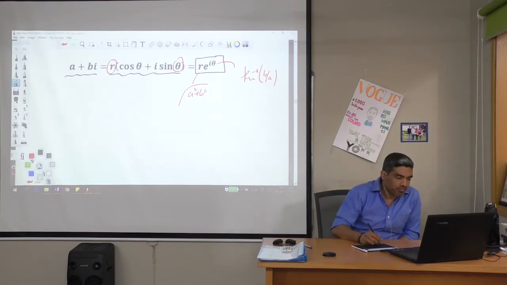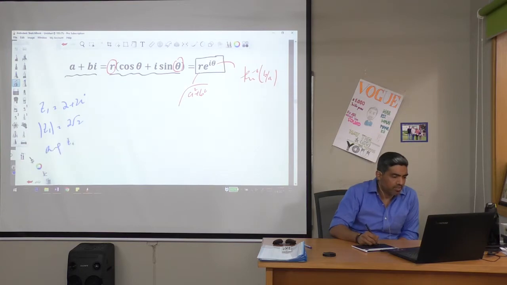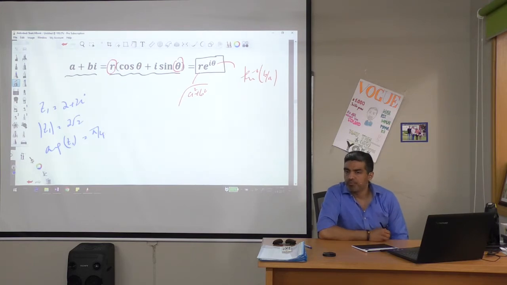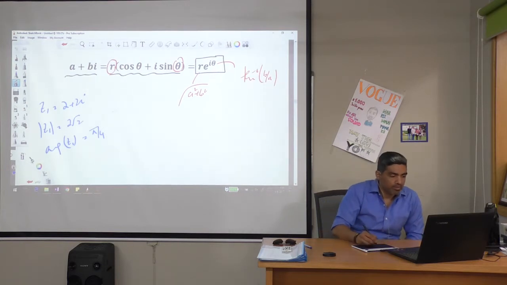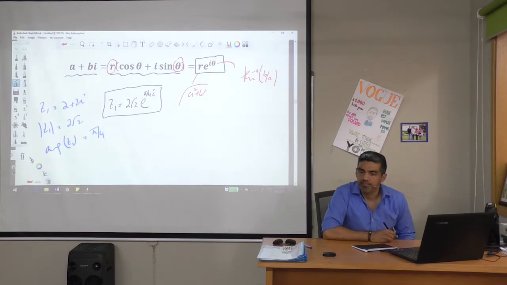So it's the same. Let's say we have a complex number z1 as 2 plus 2i. Clearly the mod of z1 would be root 8, that's 2 root 2. And the argument of z1 would be pi by 4. Check: tan inverse 2 upon 2, that's tan inverse 1. So clearly z1 can be written as 2 root 2 e to the power pi by 4 i. This is your exponential form. That's it.